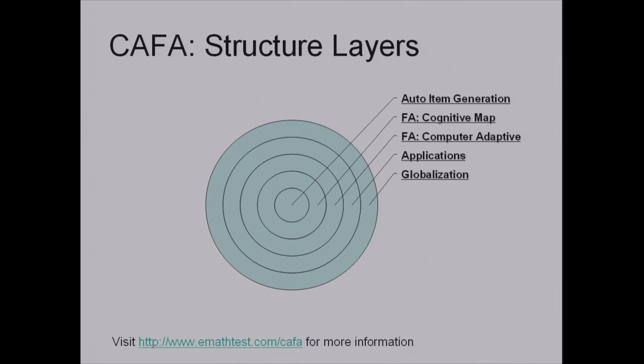First of all, at the very inside of this system, there is an auto item generation component. We will talk about it in detail later. Outside of that, there is a cognitive knowledge map feature, and also a computer adaptive feature. Then the next layer has lots of applications, the client-server system. And at the very end, to meet the actual practitioners and people in the outside world, we have a globalization layer as the outermost layer.